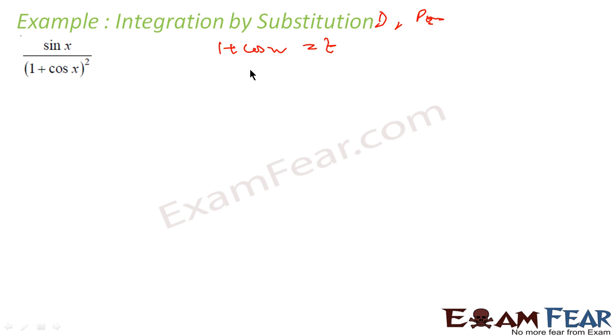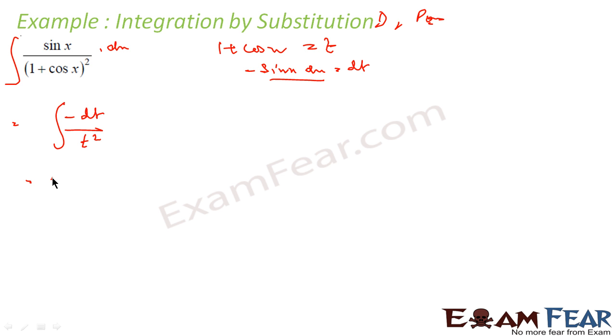So with this I get minus sin x dx is equal to dt. Check if sin x dx is there in the numerator. Yes, it is there. Correct? That means sin x dx is nothing but minus dt. So the numerator becomes minus dt, and the denominator becomes 1 plus cos x squared, which is nothing but t square.